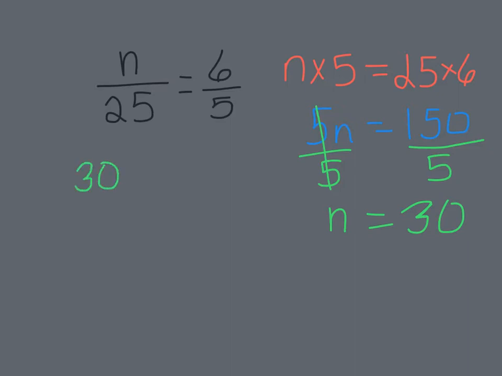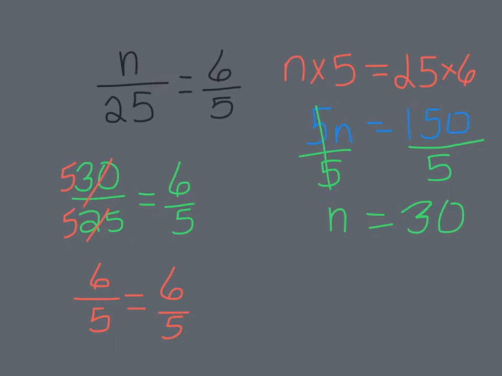Then we can check that by substituting that 30 back up into the equation. So we have 30 over 25. Is that equivalent to 6/5? Well, we can reduce. I know that 5 goes into both 30 and 25, so I'm going to divide them both by 5. 6/5 is already reduced. So 30 divided by 5 equals 6, and 25 divided by 5 equals 5, which is equivalent to 6/5. So that's one way that we can figure out how to solve for a proportion.